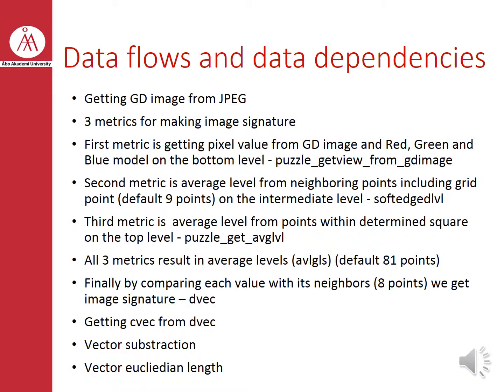After that we have three metrics for making the image signature. The first metric serves for getting the pixel value from the GD image and also the corresponding red, green and blue value. The second metric serves for determining the average level from neighboring points in view, including the grid point. By default, that is 9 points, and for this serves the soft edge the level function.